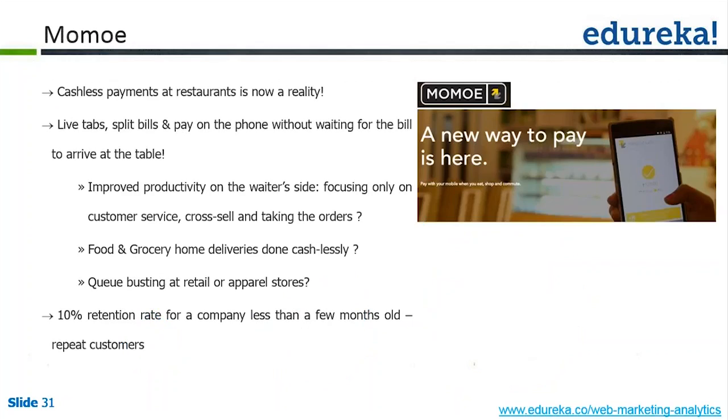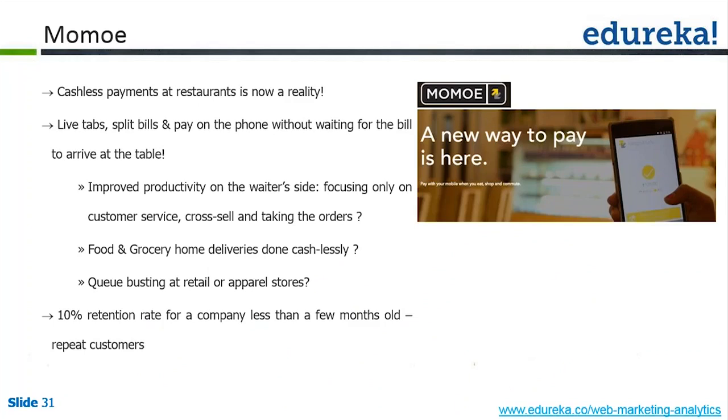All right, the case study for mobile wallet is a small app company called Momo. Momo essentially is working behind the scenes to ensure that you can do cashless payments in restaurants, right? They claim to help you see the live tabs, help you split the bills, and also pay on the phone without even waiting for the final bill to come to your table.